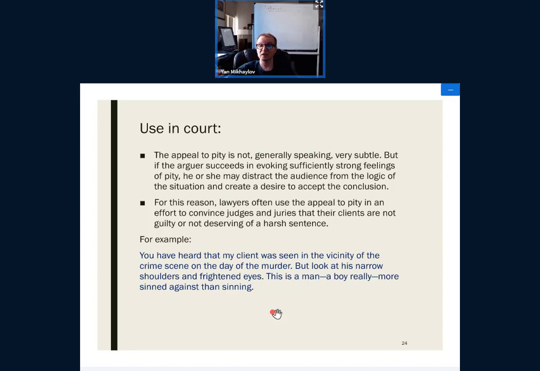of the crime scene on the day of the murder. But look at his narrow shoulders and frightened eyes. This is a man, a boy really, more sinned against than sinning. Right? So, similar logic. He's trying to tell them that his client is innocent, but not because of the relevant facts. Because look at him. How could he commit the crime?